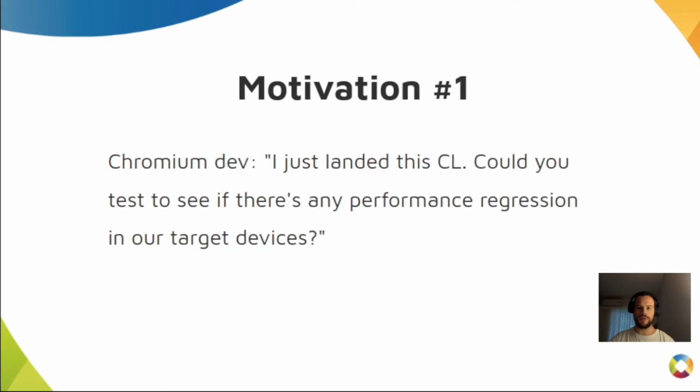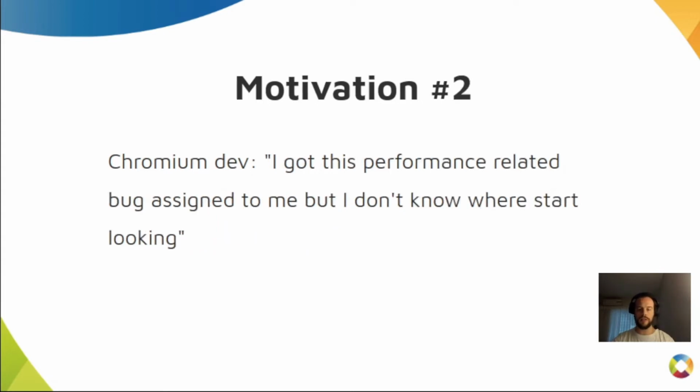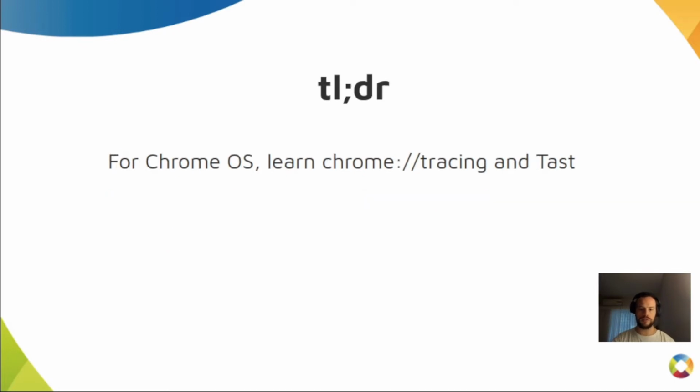Say that a Chrome developer comes to you and asks the following: I just landed this CL, could you test and see if there's any performance regression in our target devices? Or then another dev says, I got this performance-related bug assigned to me, but I don't know where to start looking.